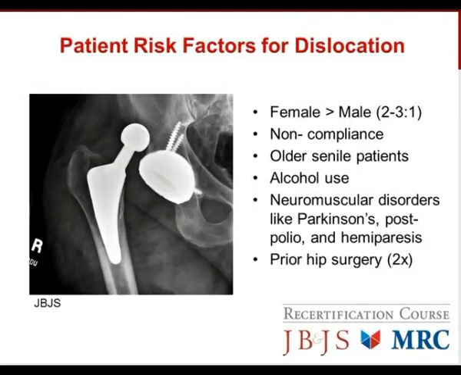When it comes to patient risk factors, we know that females have a higher risk of dislocation. Certainly, patients with neuromuscular problems like Parkinson's disease are very high risk for instability. Alcohol use has been associated with dislocation, and any prior hip surgery also increases the risk.